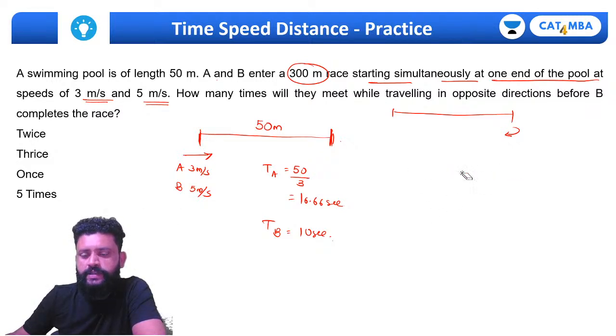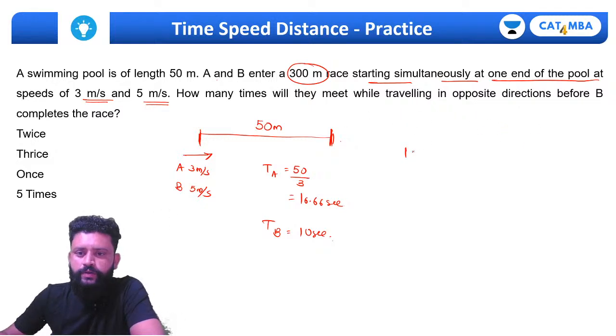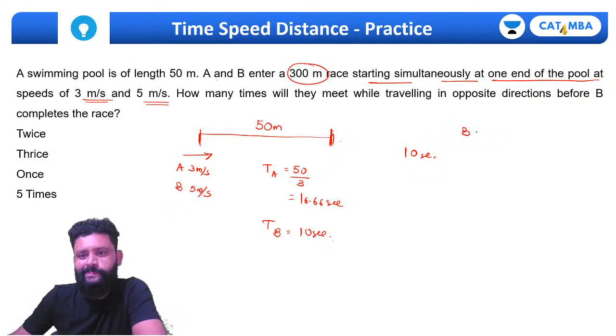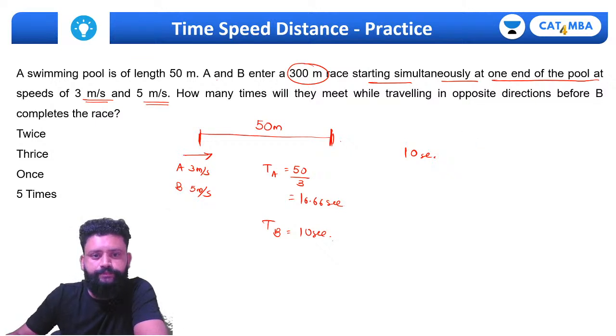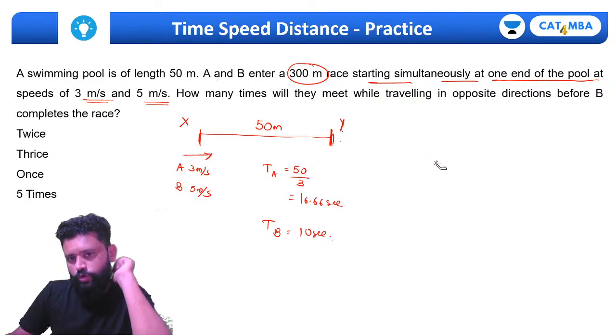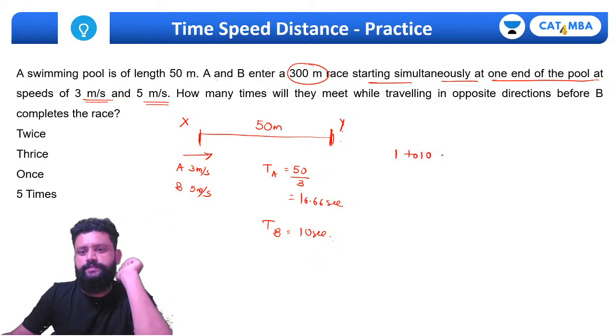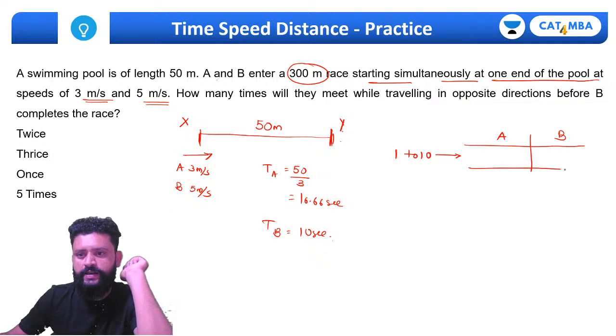Just a minute, I'll write something here so that it will be definitely easily understood. Okay, so after 10 seconds, let's say this point is x and this point is y. So between 1 to 10 seconds, A and B के डायरेक्शंस यहाँ पे लिख देता हूँ, that hopefully you'll be able to understand it easily.